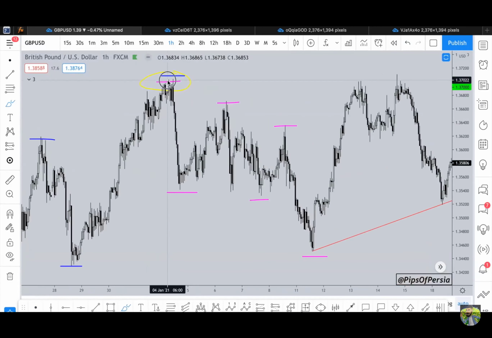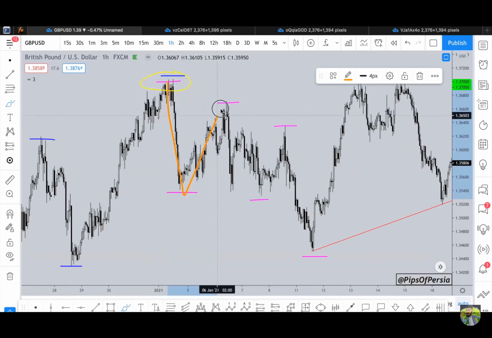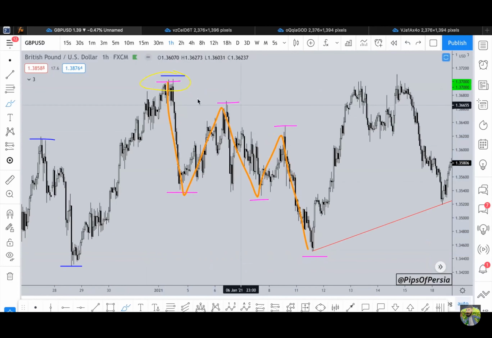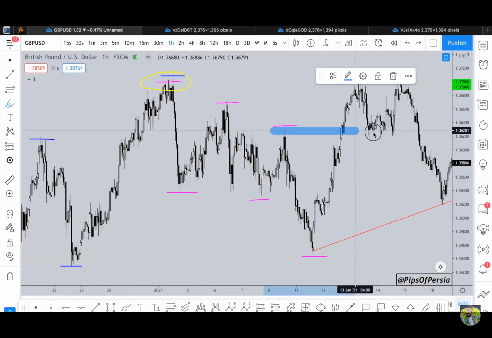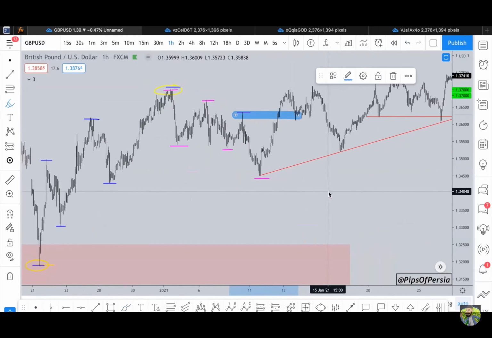I pay attention to the structure upon this pullback over here. And this is an interesting structure. Some of you might just consider that a three-wave structure. Either way, it doesn't matter. It's the same thing. But now we have structure points that I can go based on. We identify the last major structure point, and upon a break above that, we have now confirmed our direction.